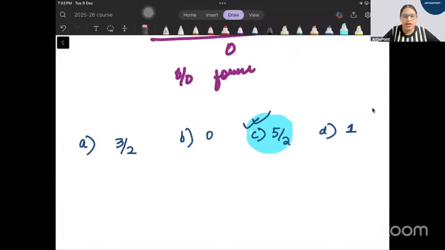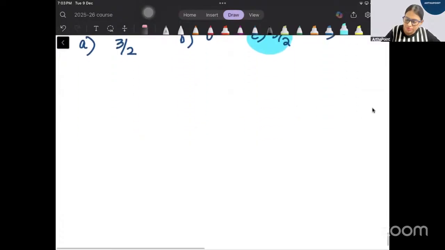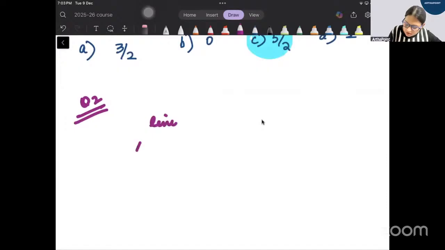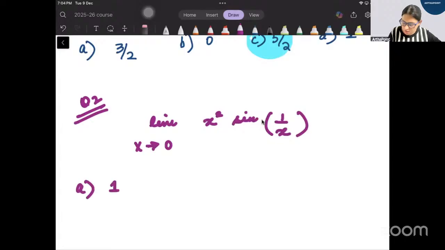Okay, now question number 2, beta. Any doubt in this one? Anyone? Take it. Next question. You have to tell me limit x tends to 0, x square sine 1 by x is a 1, b 0, c minus 1, d 1 by 2.